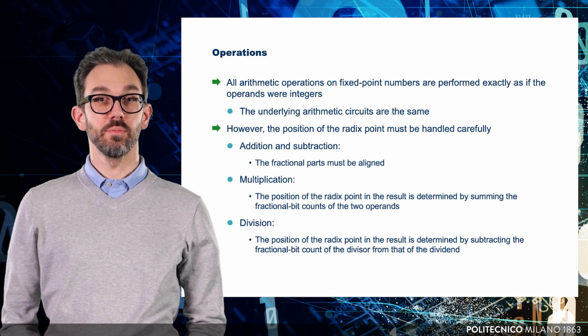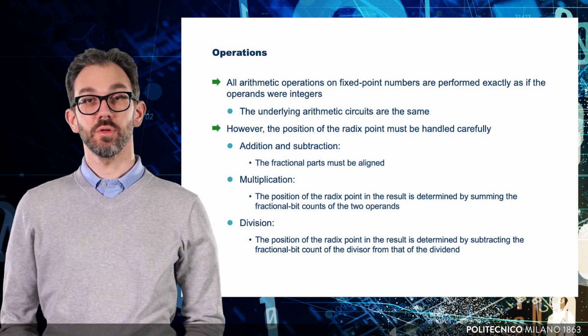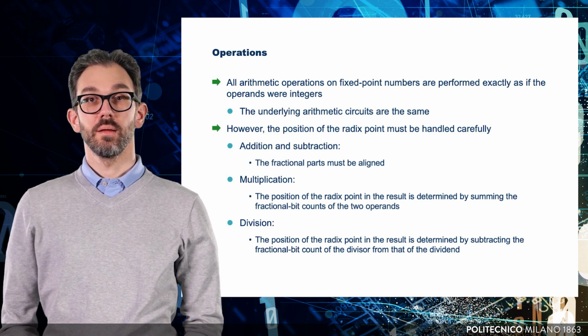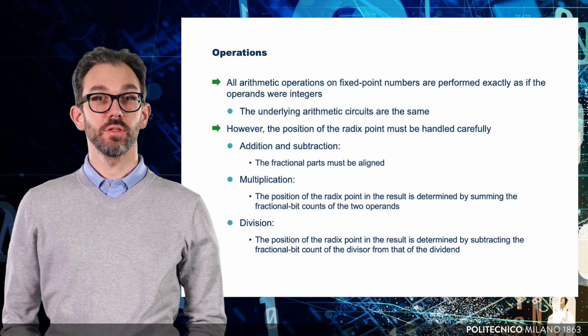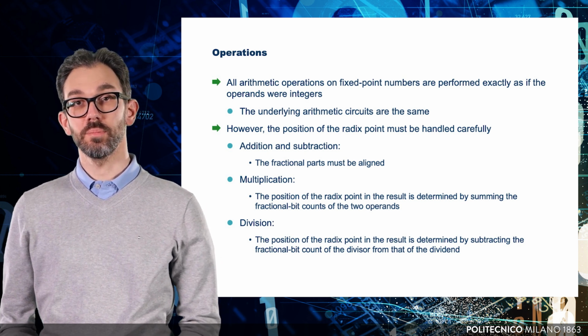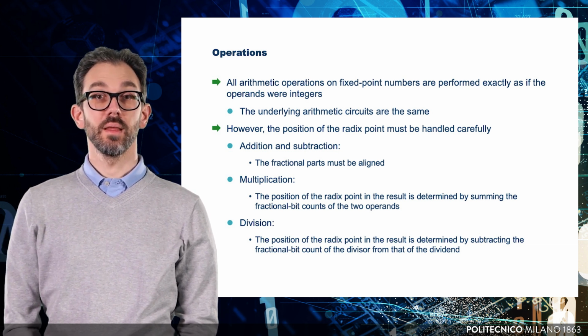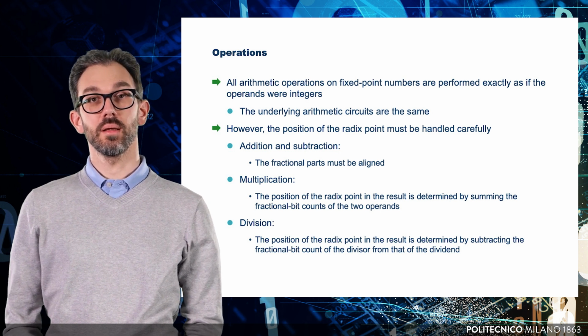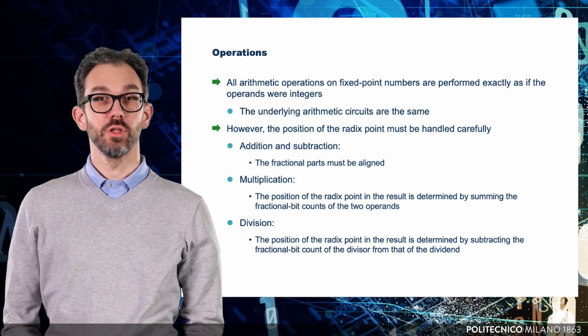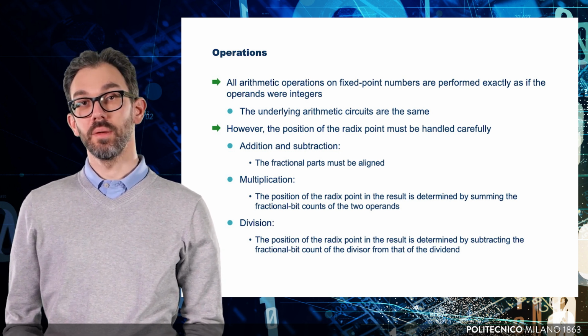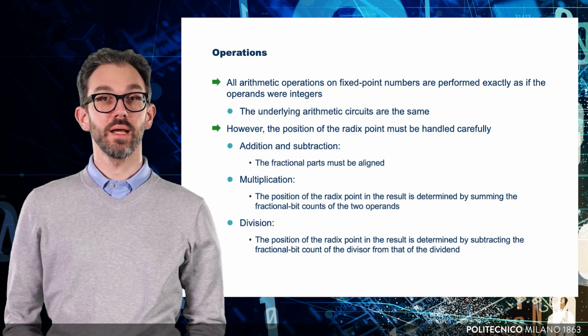The effect of the radix point positions of the two operands is naturally reflected in the result. The radix point position of the product is obtained by adding the number of fractional bits of the two operands. A similar rule applies to division. The radix point position of the quotient is obtained by subtracting the number of fractional bits of the divisor from that of the dividend.